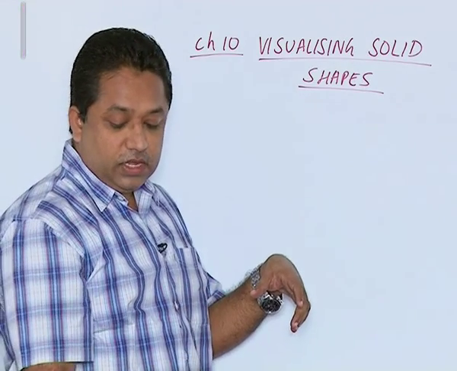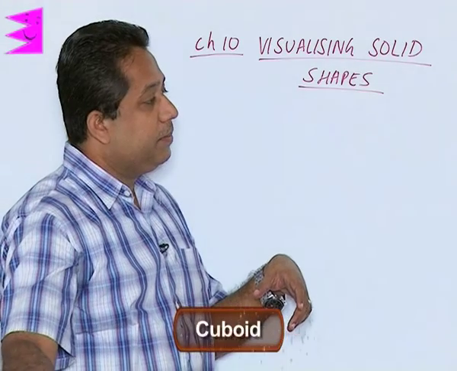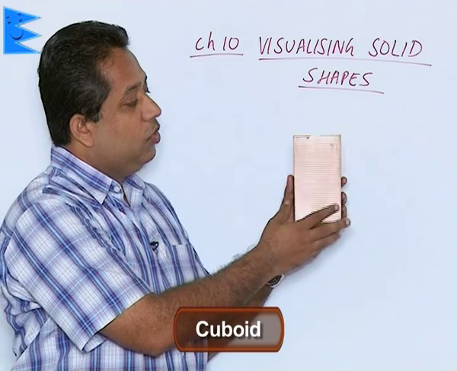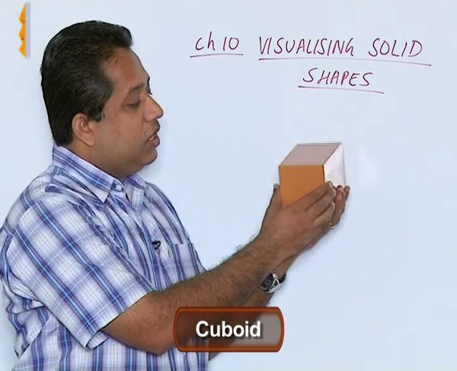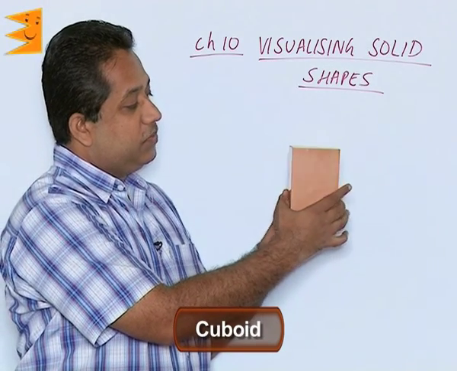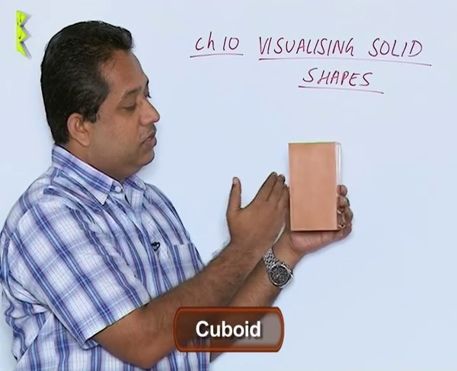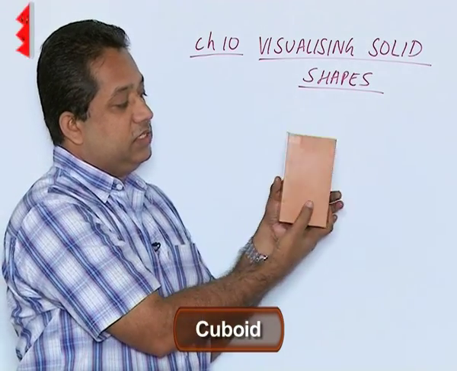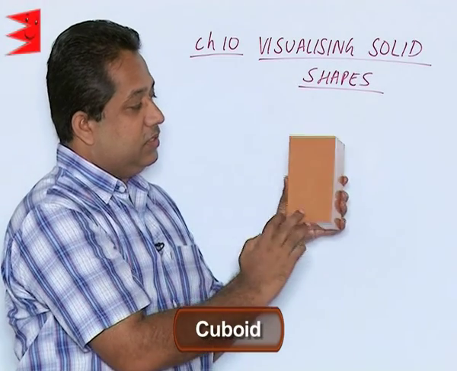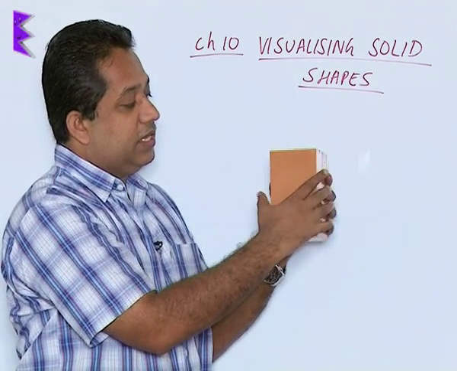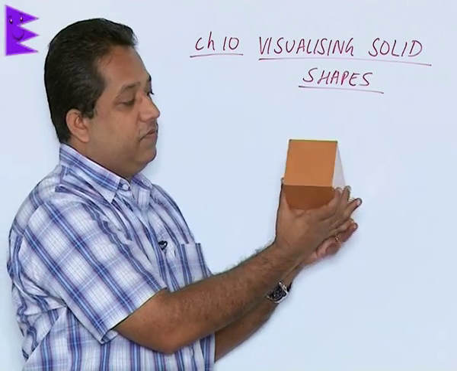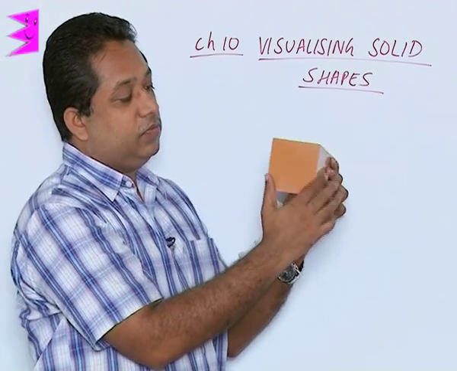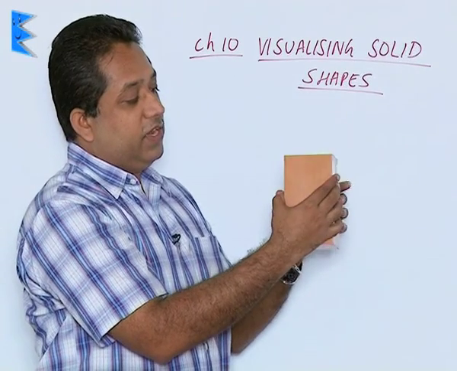The next figure is a cuboid. Now, look at this cuboid. Now, the cuboid has got faces. How many faces here? We have 1, 2, 3, 4, 5 and 1 behind, 6. Now, these are rectangles and this is also a rectangle. So, we have 4 rectangles and we have a square here and a square here. So, this is an example of a cuboid.